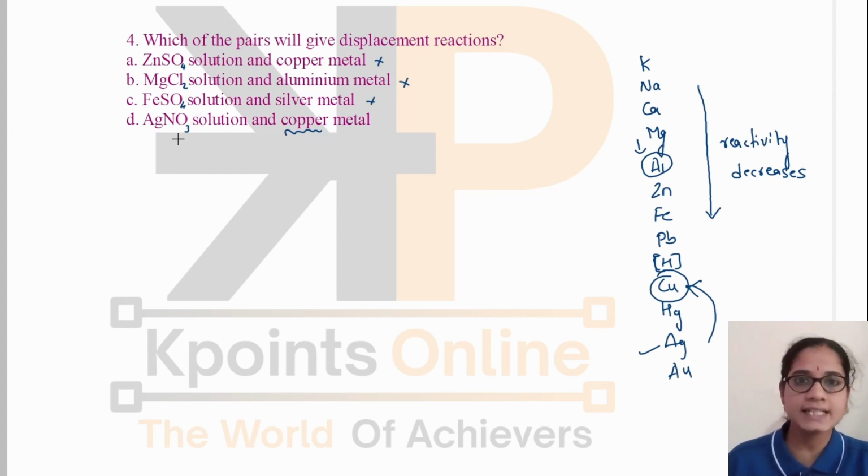So it can easily displace silver from silver nitrate solution. Yes, the correct option is D. That is, this pair will give displacement reaction, that is, silver nitrate solution and copper metal.